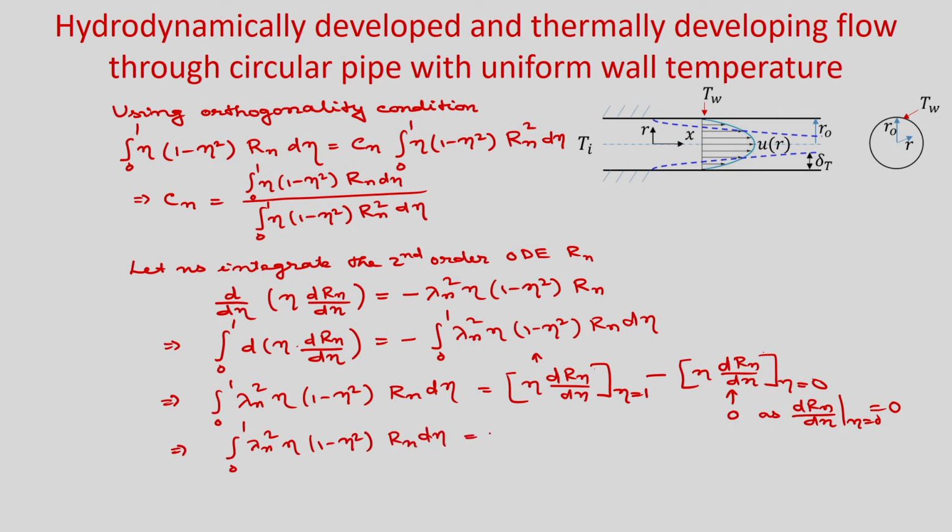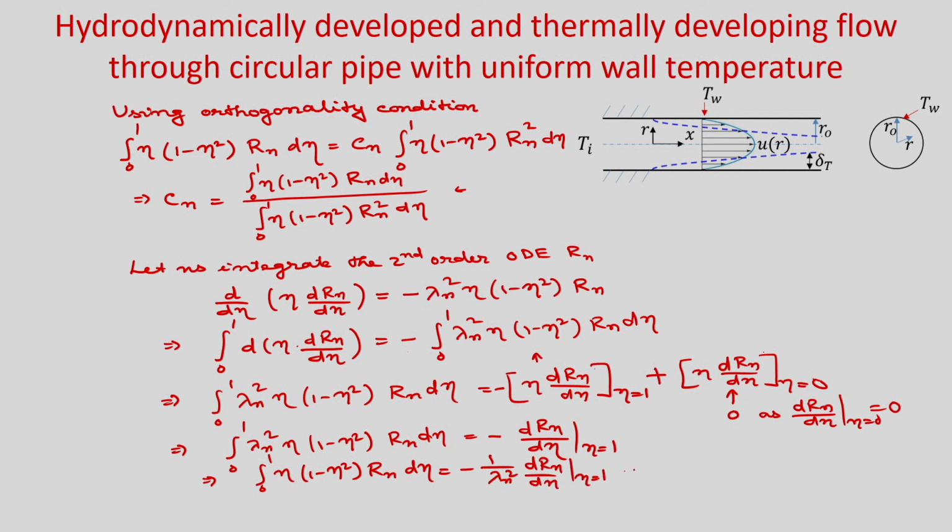as eta is equal to 1, if you put, then it will be 1 and you will get, sorry, here one minus sign will be there and this will be plus because this minus sign is there. So, it will be minus d R n by d eta at eta is equal to 1. So, you can see in this constant C n, in the numerator you can replace. So, now this lambda n square you can take it outside. So, you can write 0 to 1 eta 1 minus eta square R n d eta will be minus 1 by lambda n square d R n by d eta at eta is equal to 1.